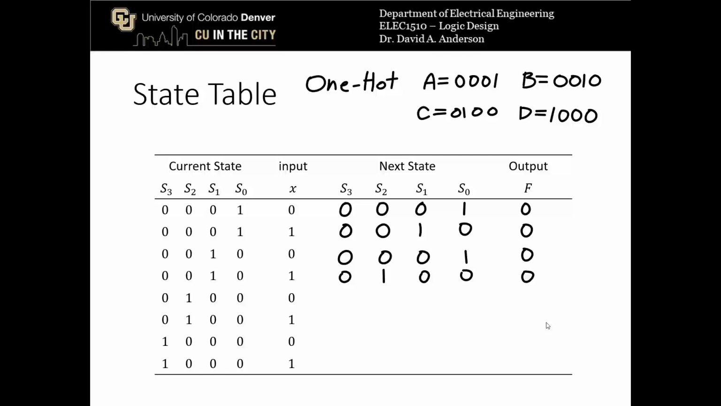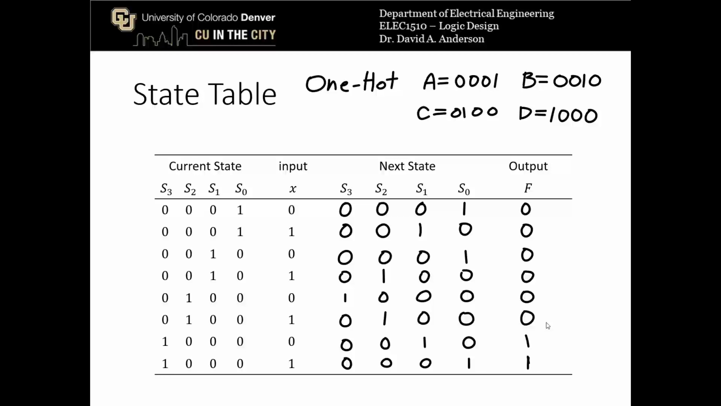For the next 2 rows, corresponding to state C, we move to states 1, 0, 0, 0, that's D, and 0, 1, 0, 0, that's C. And for the final 2 rows corresponding to state D, 1, 0, 0, 0, we would move to states 0, 0, 1, 0, that's B, and 0, 0, 0, 1, that's A. And for state D, again, we output a 1.